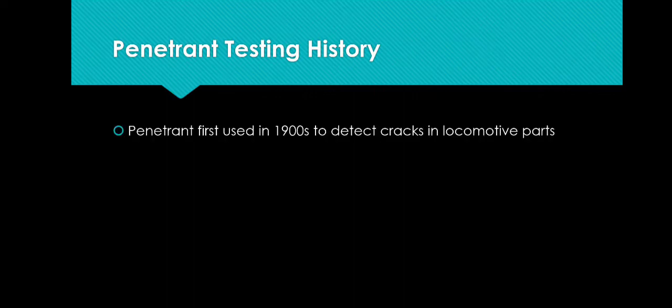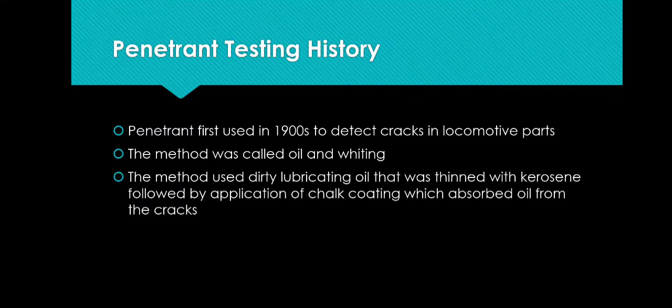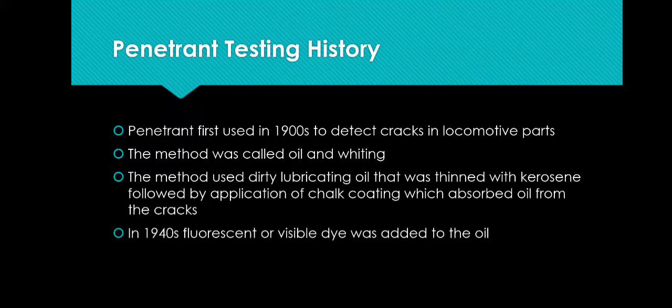First, we can discuss the penetrant testing history. Penetrants were first used in the 1900s to detect cracks in locomotive parts. That is the first time that penetrant testing was used. Then the method was called oil and whiting. The method used dirty lubricating oil thinned with kerosene, followed by application of a chalk coating which absorbs oil from cracks. In the 1940s, fluorescence or visible dye was added to the oil. So here we heard two words, penetrant and absorbent.